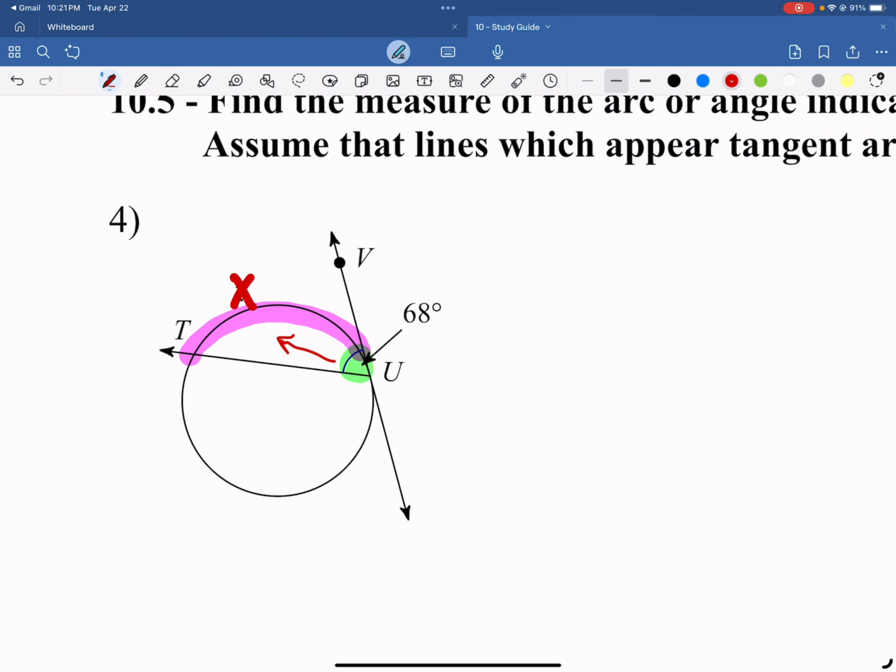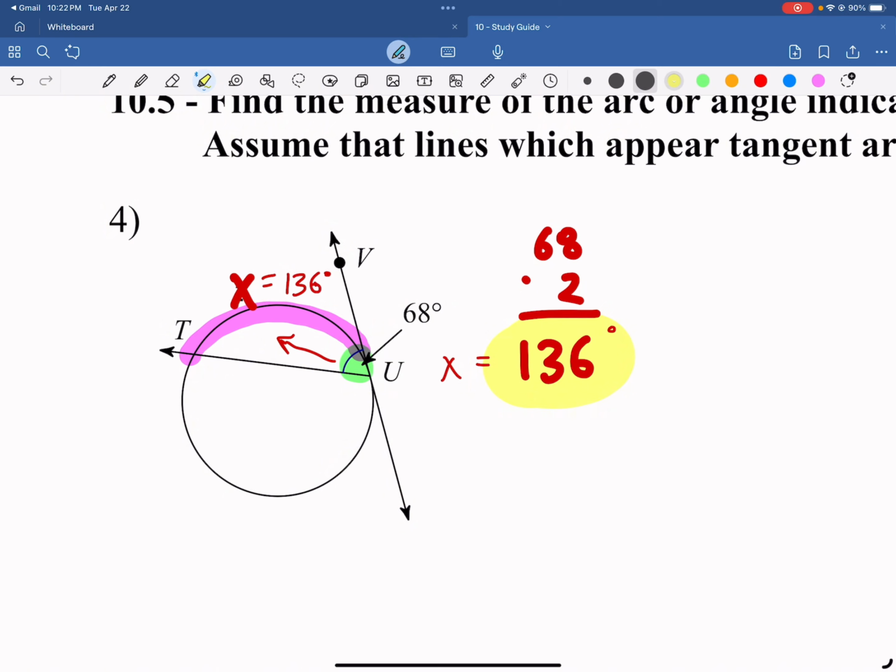And so if you think about it, they're telling you that this is 68. Well, that, if you double it, is going to give you 136, which happens to be this angle right here. Or sorry, the arc. Again, all you do is you just double it. That gives you 136. Well, that is going to be the length of this arc right here. Simple as that. I guess I'll just write my answer here.